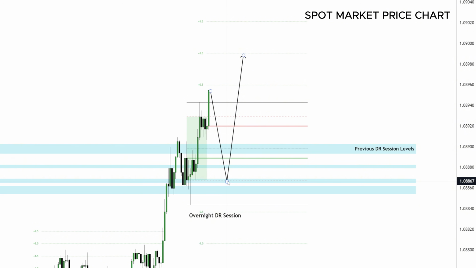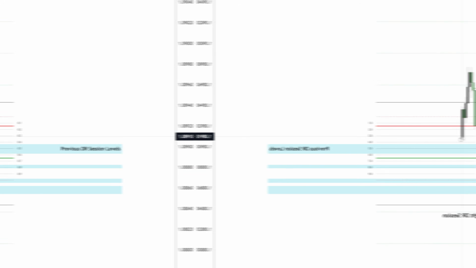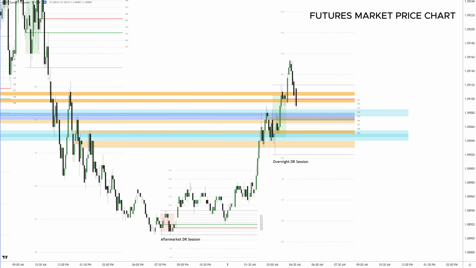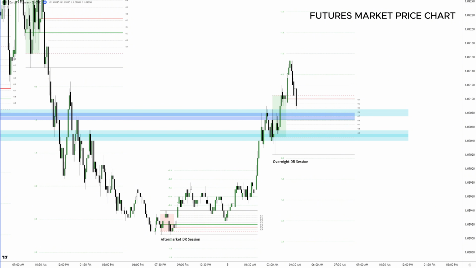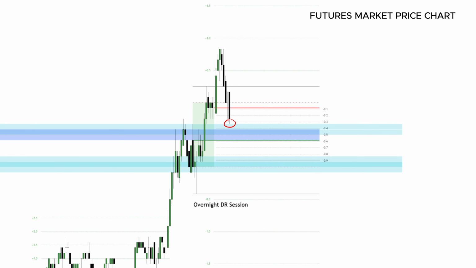Clear rejections at key levels, such as the IDR mid or previous DR levels, increase the probability of a successful trade. On the spot market chart, the retracement appears weak. However, switching to the futures chart reveals a precise rejection from a previous DR session level. This is an important difference between the two charts and shows why futures charts are so valuable for Forex traders.